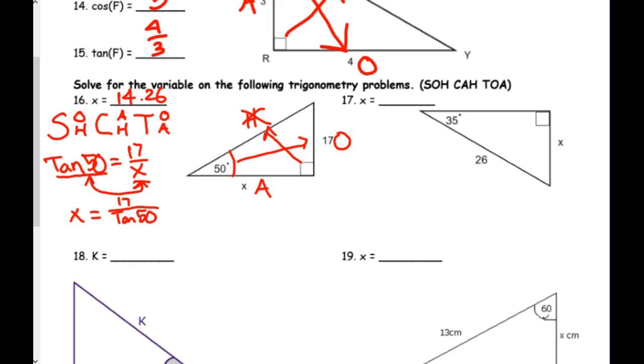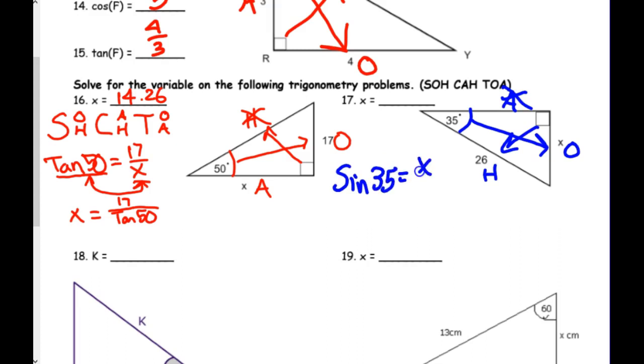All right, over here, starting at the angle, 35. This is my O. Starting at 90, this is my H. This is my A. On this one, I don't need A. So OH is so. So I'd put sine, and then the angle, 35, equals O over H, x over 26.